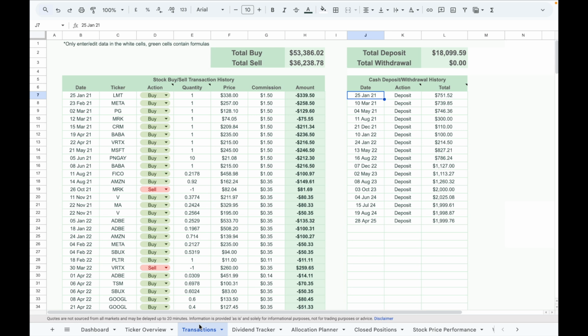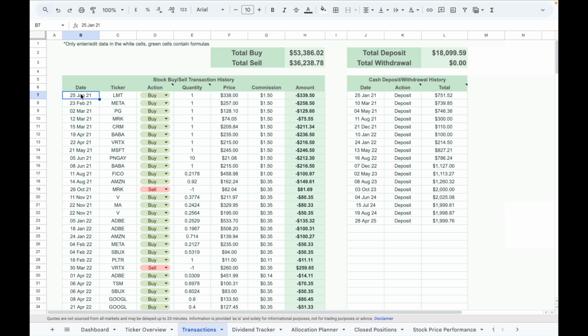First, go to the transaction tab to input your initial deposit under the cash deposit or withdrawal history. Enter the date you deposited the money. Select deposit under the action column and enter the total deposit amount. If you withdraw money from the account, select withdraw under the action column and enter the withdrawal amount. Remember to include a minus sign in front of the amount.